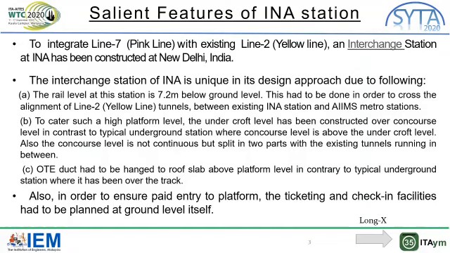This had to be done in order to cross the alignment of line 2 tunnels between existing INA station and Ames metro station. To cater such a high platform level, the undercroft level has been constructed over concourse level, in contrast to typical underground station where concourse level is above the undercroft level. Also, the concourse level is not continuous but split up into two parts with the existing tunnels running in between.